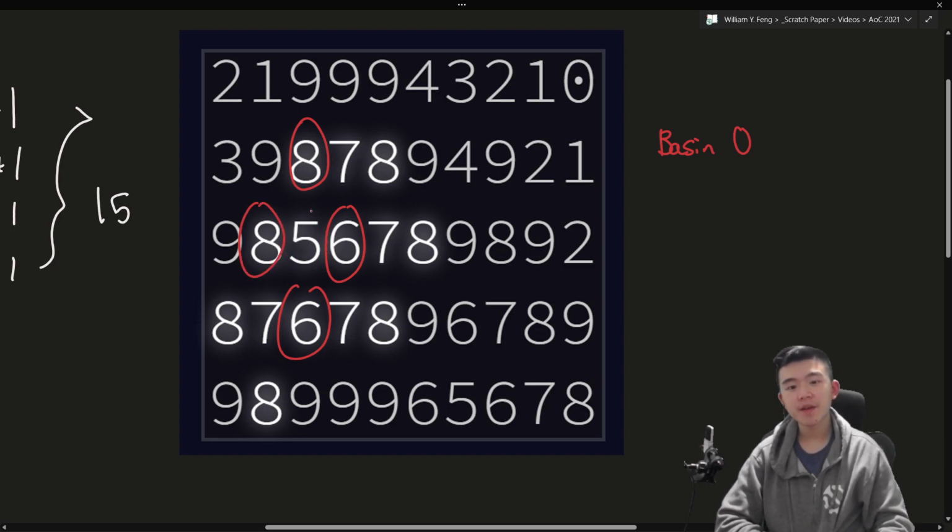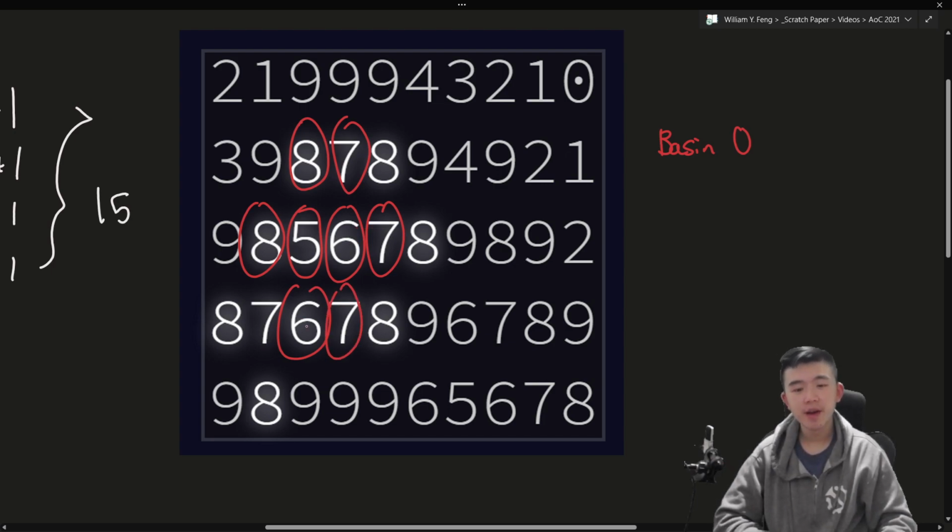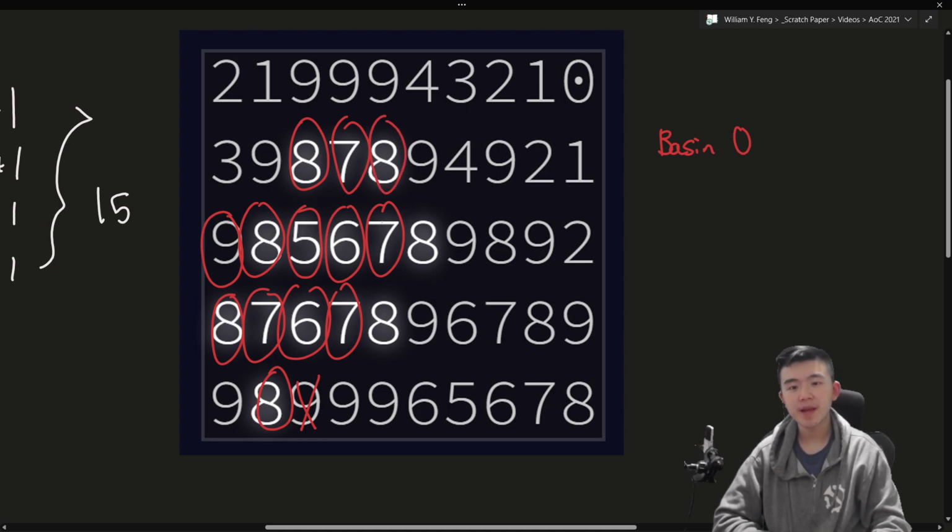Then consider these four new numbers, and consider all the four numbers around it. And we're not going to revisit any numbers, just so you know. So for example, for this 6 over here, we're going to consider this 7, this 7, and this 7, and all of them are higher. So we're going to add them to basin 0. Similarly, this 6 is going to add this 7. It's not going to add this 9 because 9s are not allowed. This 7 is also going to add this 8 and this 8, and this 8 is going to add this 9. And then we have this 7 adding this 8 and this 8 and this 8, and so on.